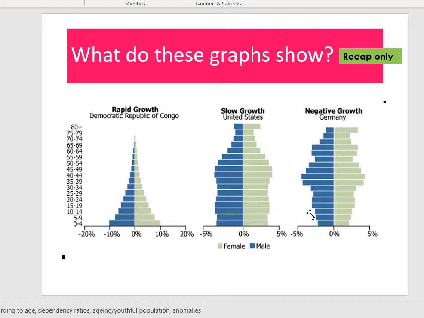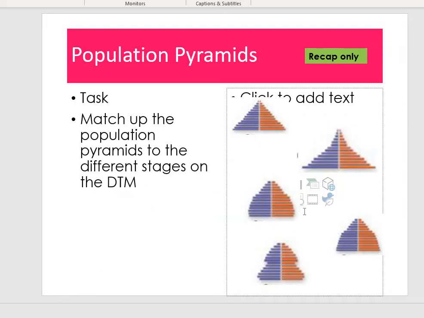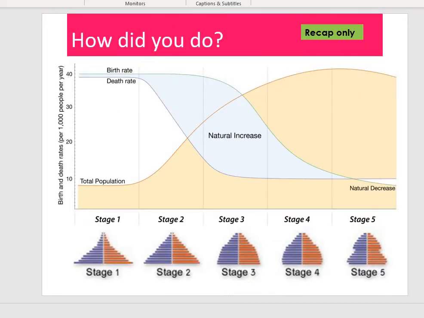Whereas in Germany, we've got the opposite happening. It's a well-developed, wealthy country. We've got a falling birth rate, as shown by the bottom getting thinner, and a very wide top showing lots of people living to an old age, as we would expect for a country with good access to food and healthcare. What you needed to do was match these different population pyramids up to your table, and it should have looked something like this.